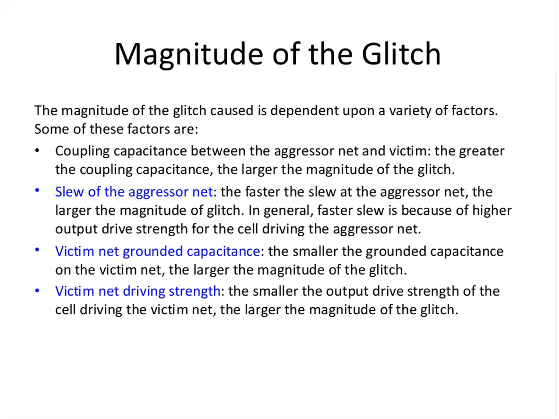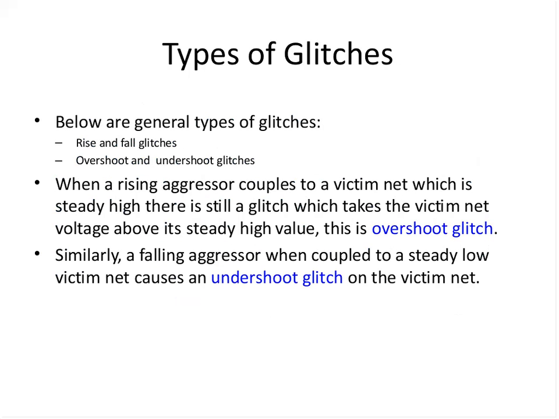So, the types of glitches are rise and fall glitches, and overshoot and undershoot glitches. When a rising aggressor couples to a victim net which is steady high, meaning it is almost at VDD, and there is a glitch which takes the victim net above its VDD value, it is called an overshoot. Again, noise that takes a victim net already at 0 to something below 0 is called undershoot.